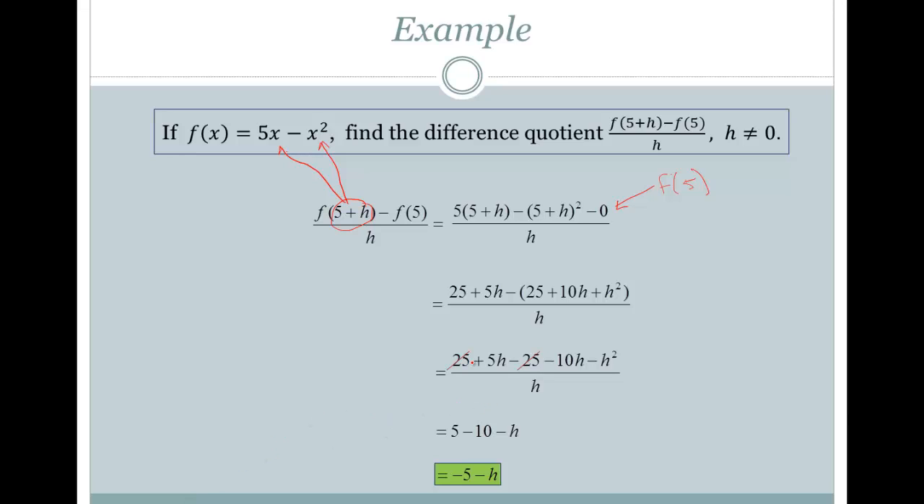And again, h can't be 0 here. Let me write that. h cannot be 0. All right. So that is the difference quotient. A little bit different because this time it has a 5 and not an x in it. But not a big deal. It's still a difference quotient.